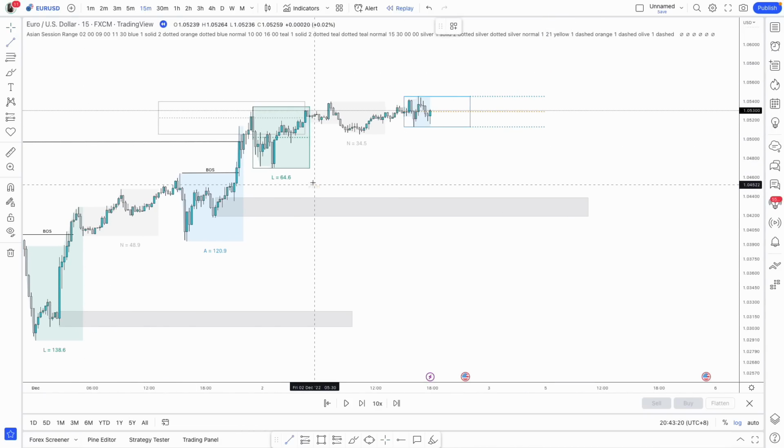Now we have a lot of internal range liquidity. We have liquidity here. We have liquidity levels in here.